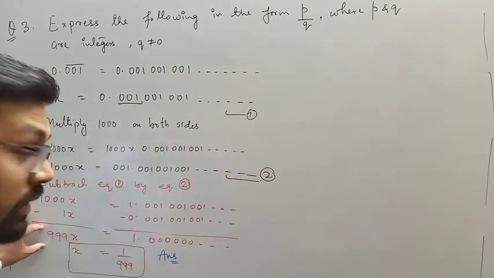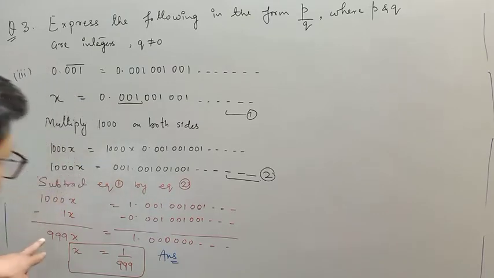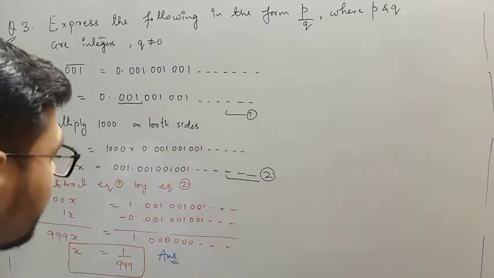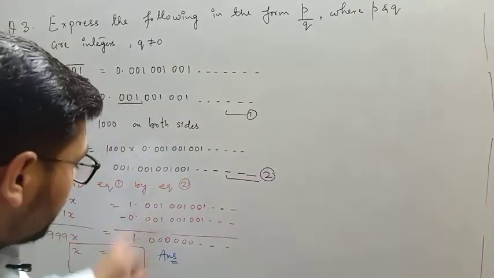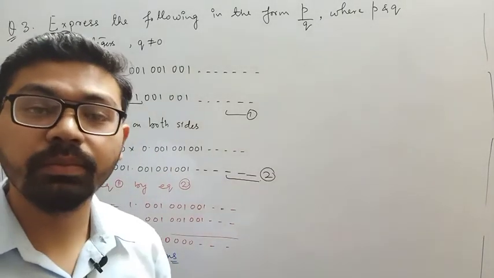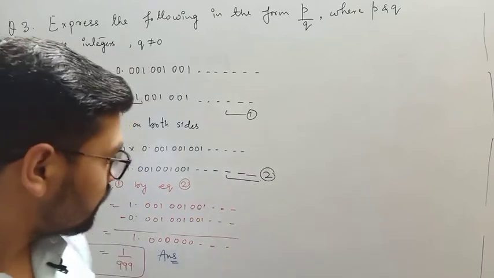1, and here in the LHS I'll get 999x. So 999x equals 1, so x equals 1 upon 999. So in this way you have represented 0.001 bar in 1 upon 999, that means in p upon q form. Please note it down fast.